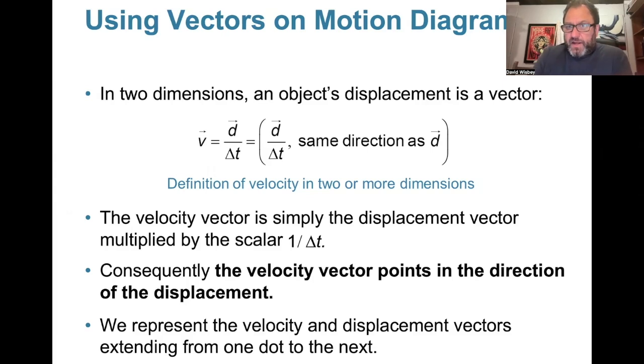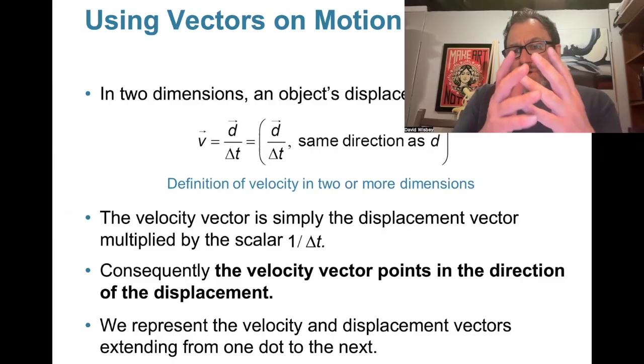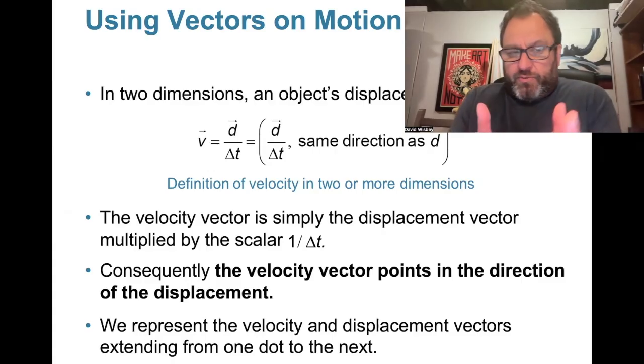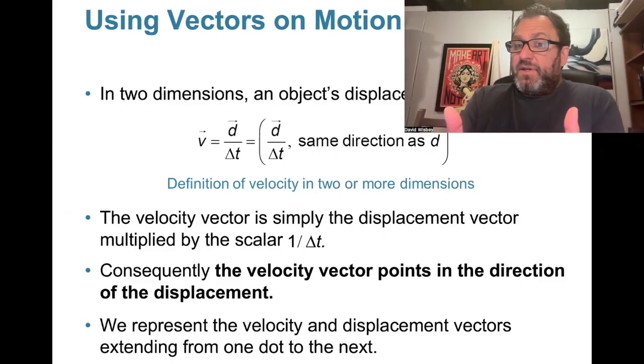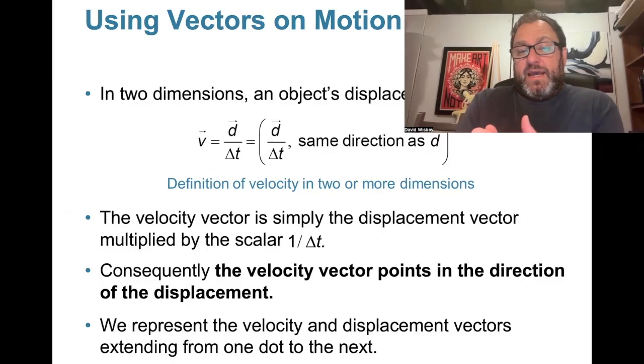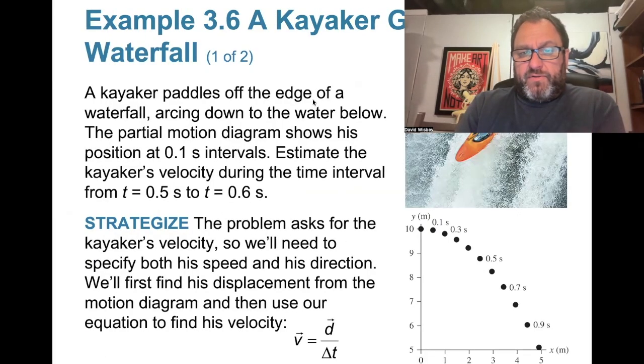And so we need to find the magnitude, okay? And so we'll divide the magnitude by the change in time. That will give us the velocity, okay? So we need to use the Pythagorean theorem on the X and Y components of the velocity.